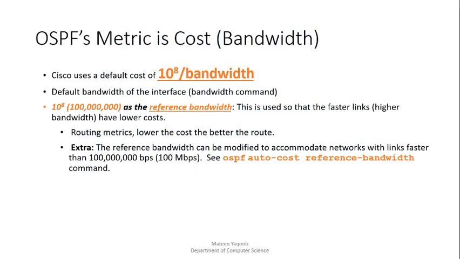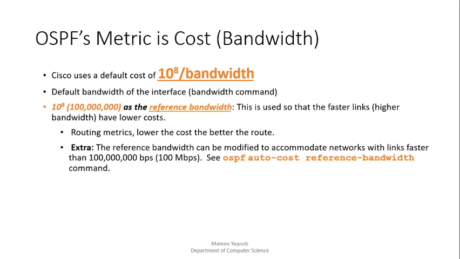OSPF is based on a link state algorithm known as Dijkstra, and in order to compute the minimum cost, the cost is considered to be bandwidth, whereas in RIP the cost is the minimum hop count. In this case, OSPF computes the best path based on the maximum bandwidth.